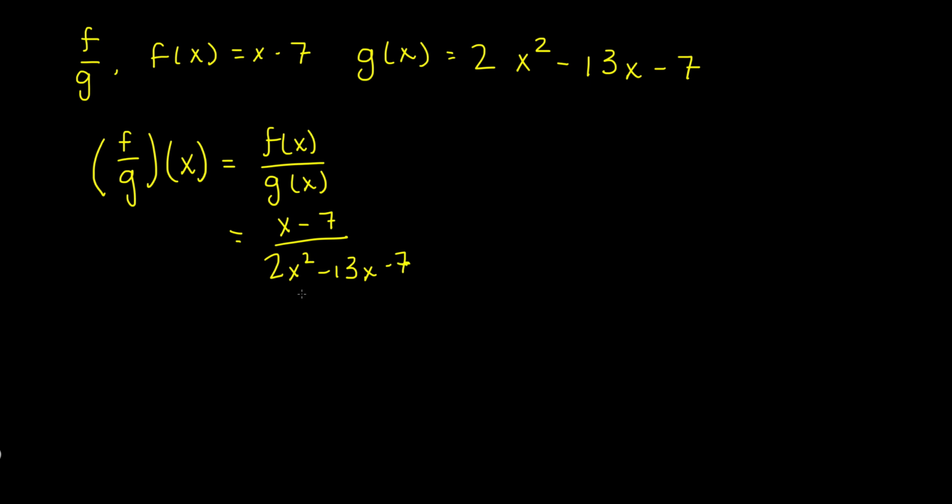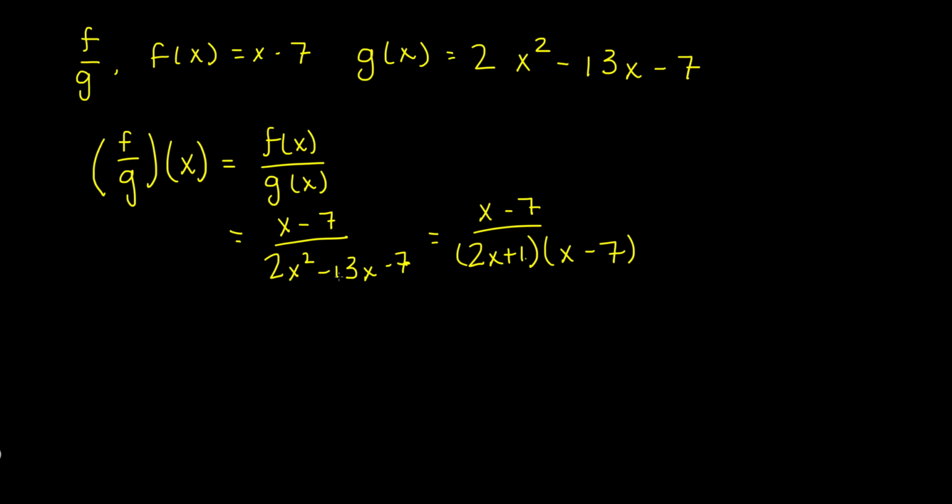Now I need to simplify this division, so I'm going to put the denominator in factored form. The two factors I'm looking at are going to be 2x plus 1 and x minus 7, because 2 is a prime number and 7 is a prime number. We have to do 1 times 7 for this.